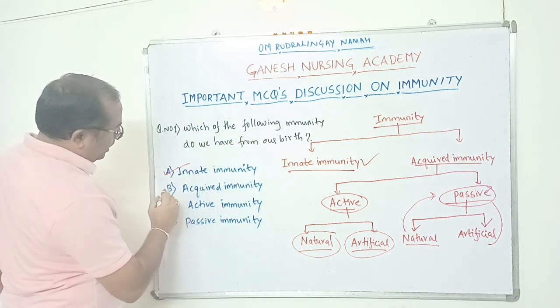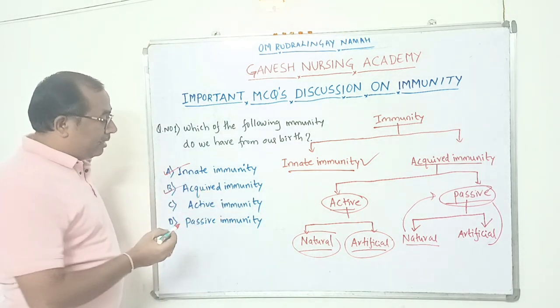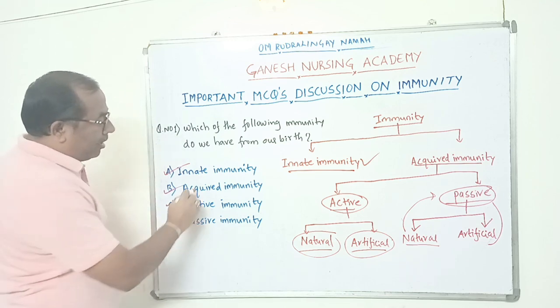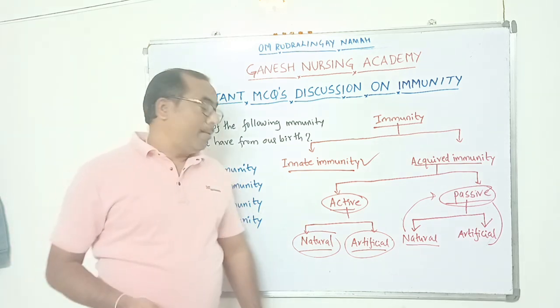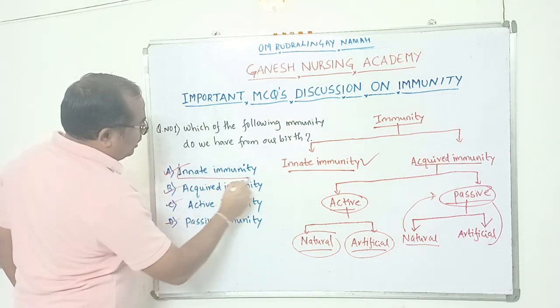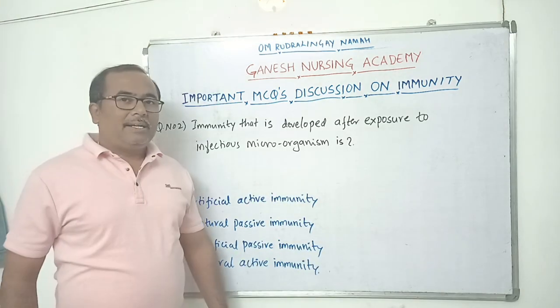Acquired immunity is immunity that is acquired during the lifetime. And active immunity and passive immunity are the parts of this acquired immunity. So the right option for this question is innate immunity. Okay, dear aspirants, let's see the next question.